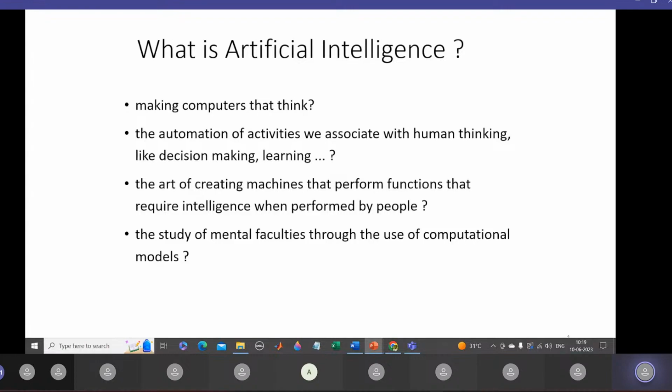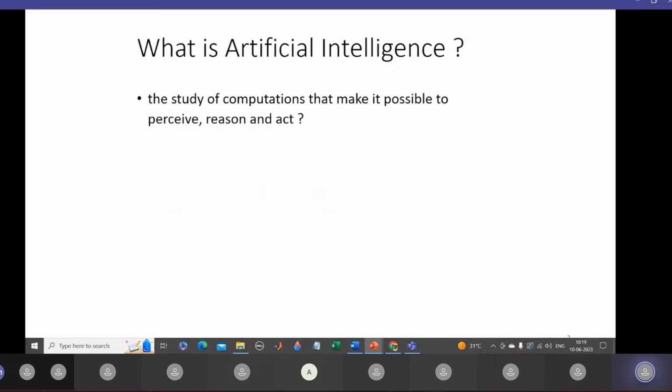You're going to study mental faculties through the use of computational models. So we use the term computational models. It is only the study of computations. You can perceive, reason and act. What do you mean by perceive? Thing might be common, but in which angle you look into it, in which way you observe that, that is called perceive. These three things are more important; repeatedly, you'll be using these terms.